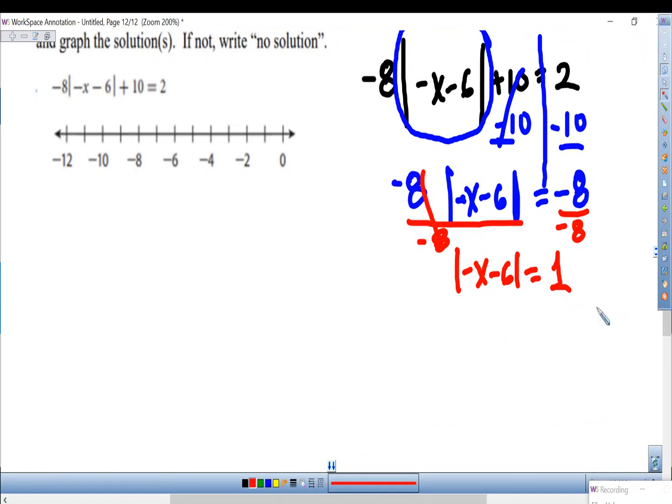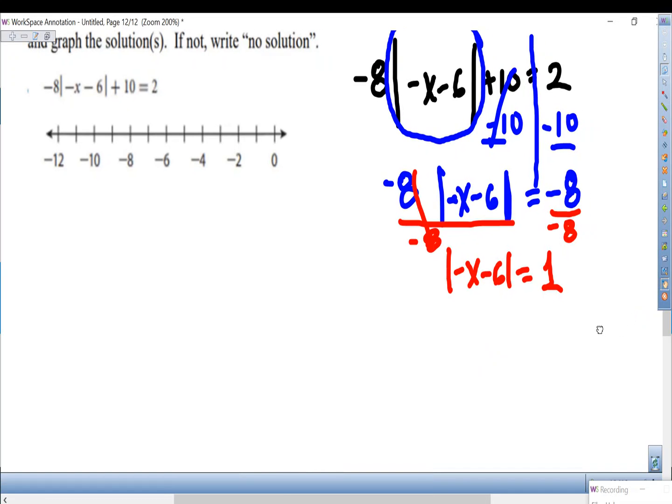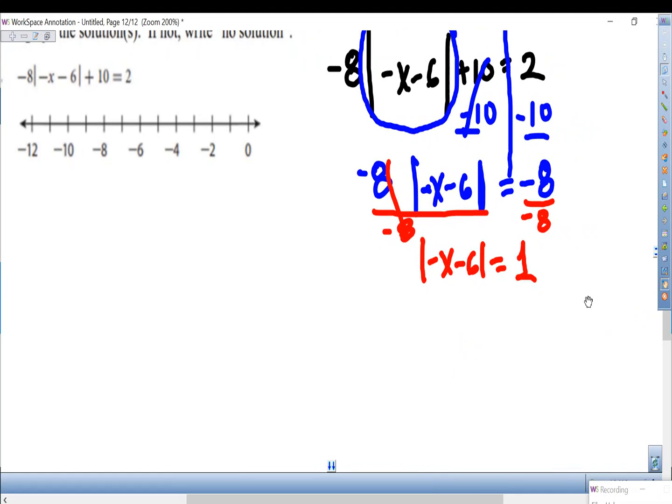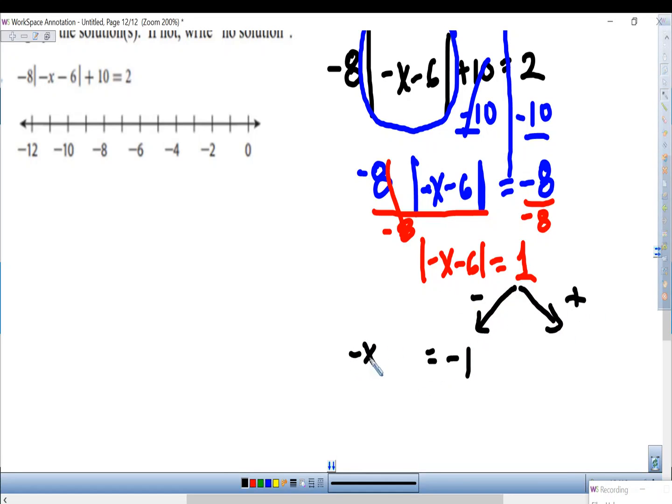Tell your neighbor, and then we'll ask Frida. Tell your neighbor what we're going to do right after that. All right, good conversations. Frida, next step. Very good. She said 2 equations, one for negative and one for a positive. So this one becomes negative 1 over here, and we write whatever's inside. And this one is a positive 1, and we write whatever's inside, negative x minus 6.